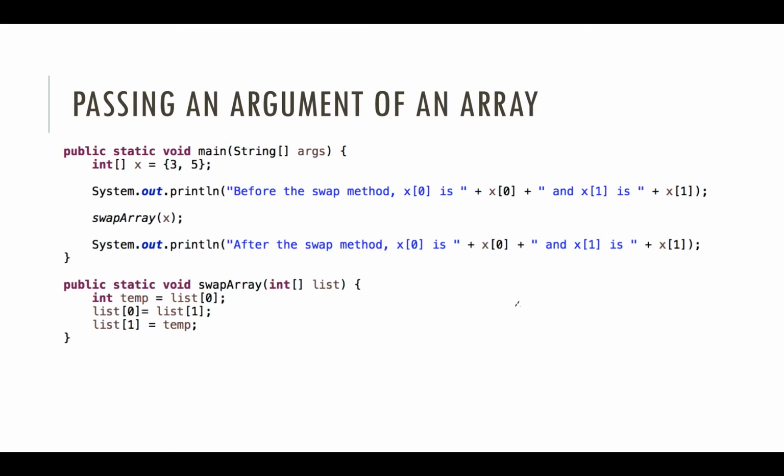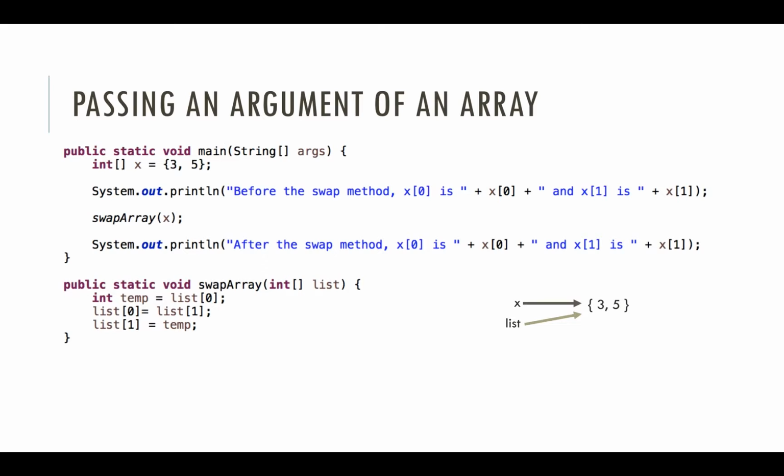So we have the integer array x initially pointing to a location where the elements of the array, 3 and 5, are stored. We could think of this pointer as a memory address of the array. When we have x as the input variable for the swap array method, since x is of array type, its reference value, which is its memory address, which is equivalent to the pointer, is copied, and then this pointer is passed to the parameter list. Therefore, list is now pointing at the same location where x is pointing to.